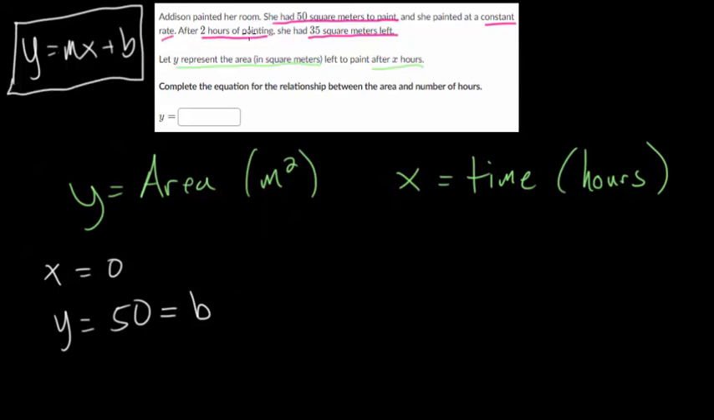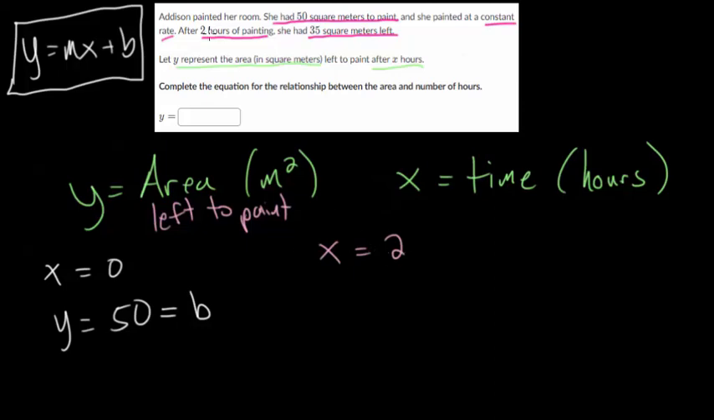And after 2 hours of painting, she had 35 square meters left. So that's another data point. That's a point on this line. So when X is 2, so 2 hours, she still had 35 square meters left. And I should be careful here, because Y, it's not actually the area. It's the area left to paint. So I have to be careful there, because we're actually subtracting that area. We're not painting more and more area, so Y is not increasing. Y is actually decreasing, because slowly she's going to paint more and more of that wall or of her room.